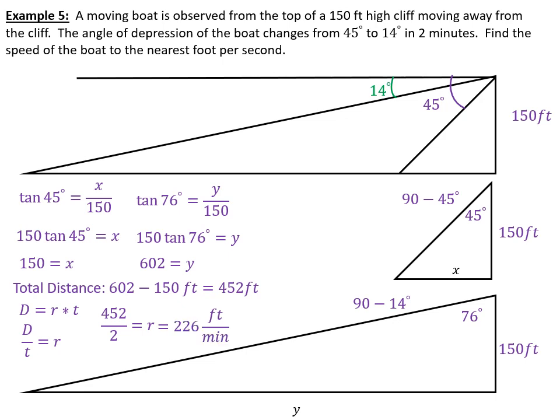452 divided by 2, that gets us 226 feet per minute. As I said, that's a bit of a problem. I don't want feet per minute, I want feet per second. So I take 226 feet per minute and multiply it by 1 minute over 60 seconds. Because that's the conversion factor to turn minutes into seconds. Minutes cancel. And 226 divided by 60, that gets me about 4 feet per second.